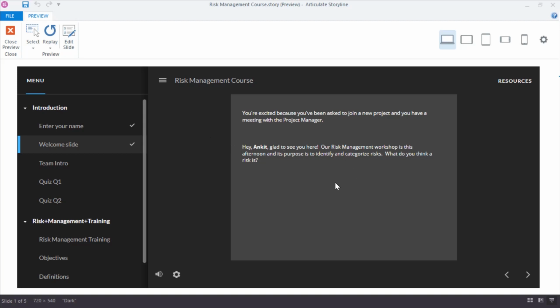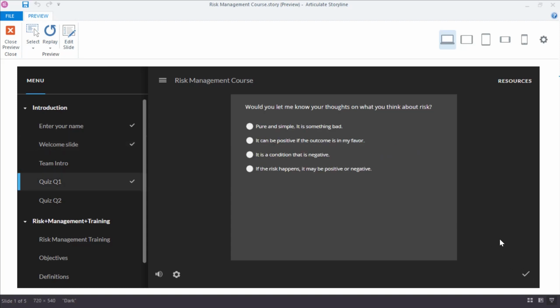Our risk management workshop is this afternoon, and its purpose is to identify and categorize risk. What do you think a risk is? So it's asking me already, basically making the learning engaging by asking me what a risk is. Okay, so I'm gonna take a minute to think about it. And then when I move on to my next slide, now I've used the quizzing feature here, which is asking me a few basic knowledge check questions to evaluate my already known understanding of risk management.